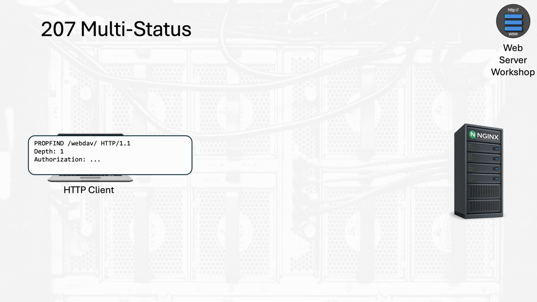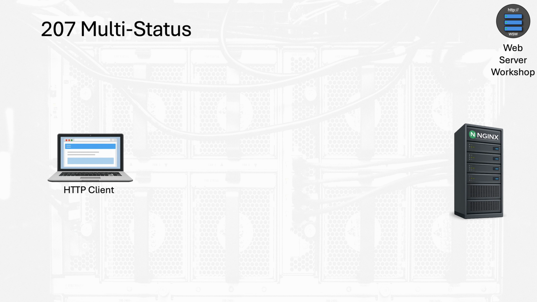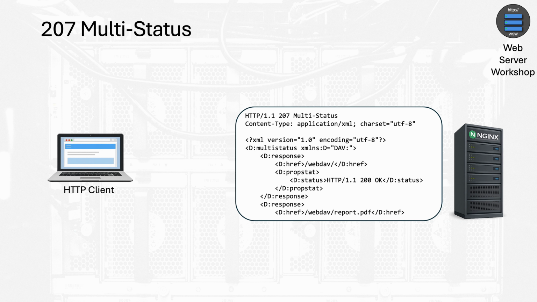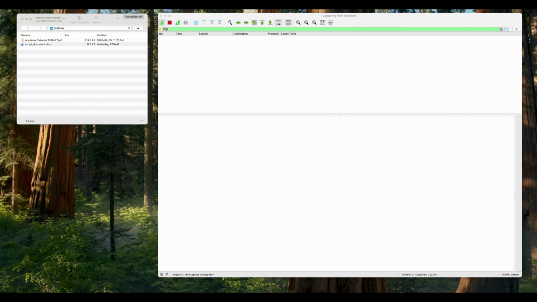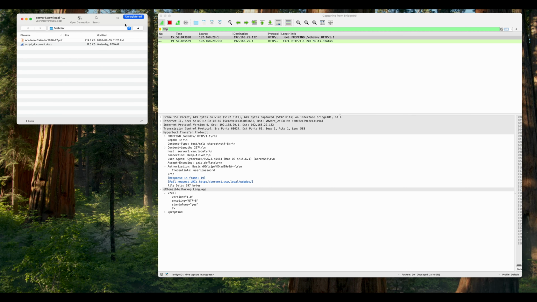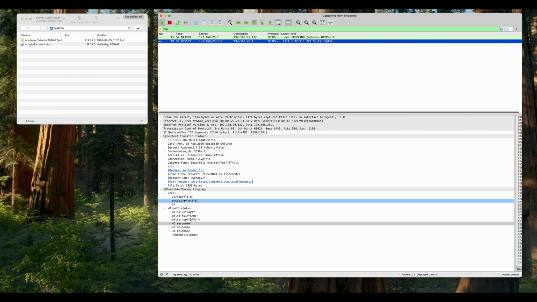207 multi-status. The 207 multi-status response code is specifically designed to work with WebDAV in response to a prop find request. When a WebDAV client wants to obtain a list of files and folders to be shown in the GUI, it will generate a prop find request, and the contents of the multi-status response could be used to build up the GUI. For the demonstration this time, I'll use a tool called CyberDuck, and I'll do a refresh of the items in the current directory.